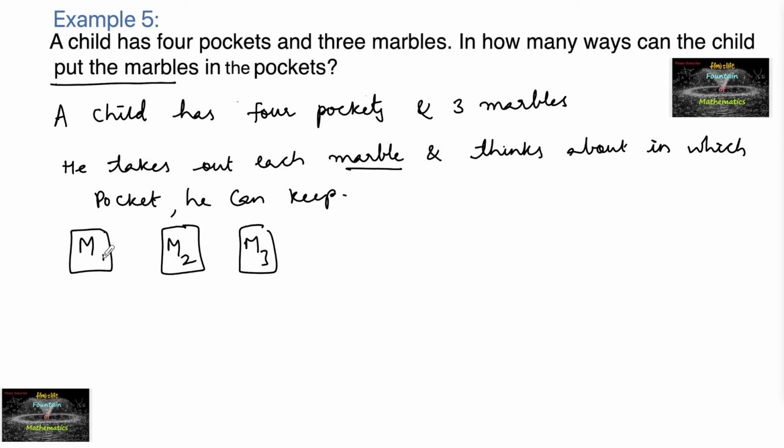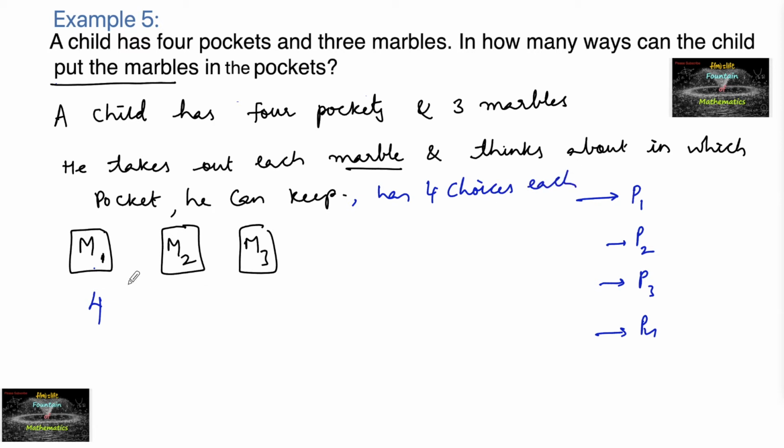Now he has taken the first marble and he starts thinking about in which pocket. So how many pockets are there? 4 pockets, p1, p2, p3 and p4. So for marble m1, how many choices is he having? Either he can put it in pocket 1, or pocket 2, or pocket 3, or pocket 4. So he is having 4 choices for marble one.